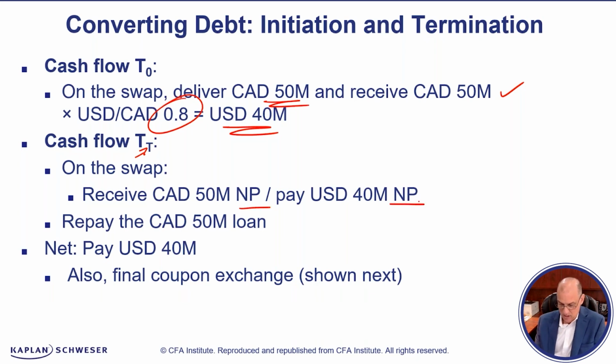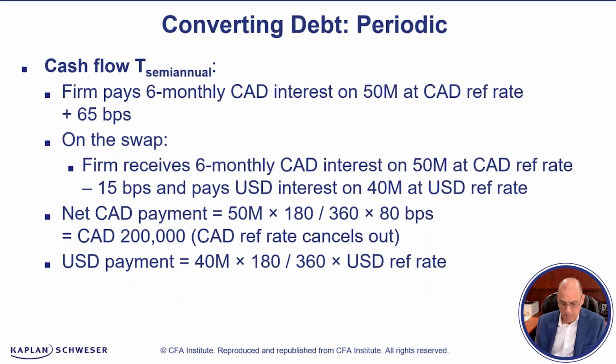We're going to pay out our notional principal. We're going to repay our loan, and the net pay is going to be 40 million. And also we're going to have to send out the final coupon exchange. So let's go ahead and look at the numbers here. What you might want to do is draw a picture of where the cash flows are going. That's good practice too, but focus on really the mechanics. What is happening here? So what is our semi-annual cash flow?